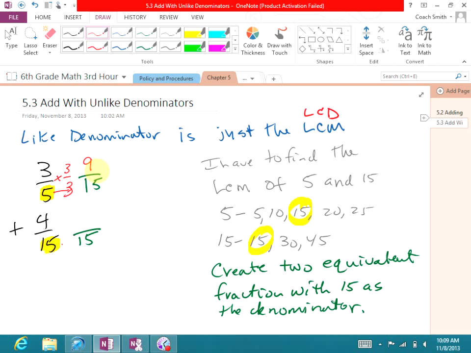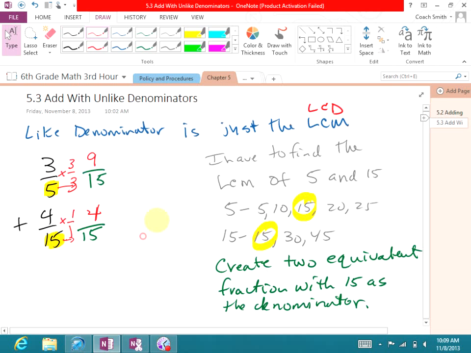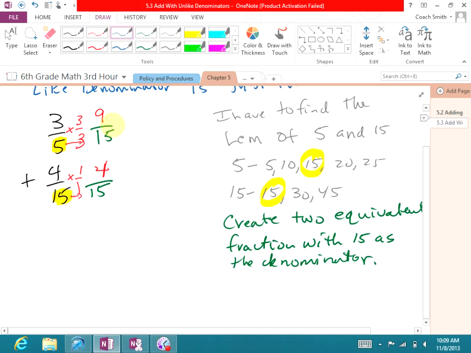Celine? So it's kind of like, in this little thing where you multiply by the LCM, it's kind of like what we did for greater than and less than? Yes. It's like when we were comparing fractions. Very much the same. So, what did I do to 15 to make it 15? Jesse? Multiplied by 1. So I have 1 over 1, which makes this 4/15. Now that I have common denominators, I can add 9 plus 4.